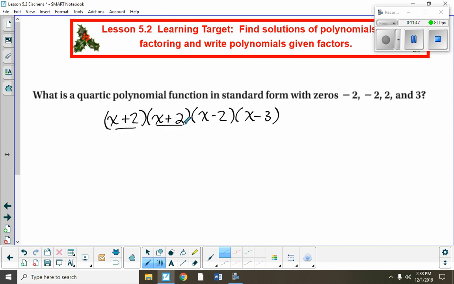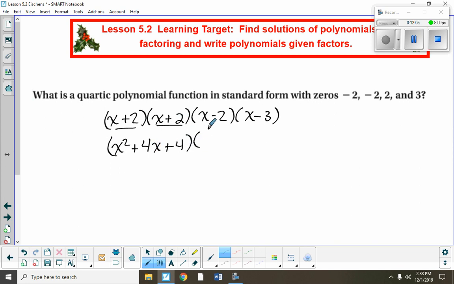So first we'll FOIL those together. That would be x squared. And then the outer is 2x and the inner is 2x, excuse me. So that gives us 4x altogether. And then plus 4. So 2x and 2x is 4x. 2 times 2 is 4.